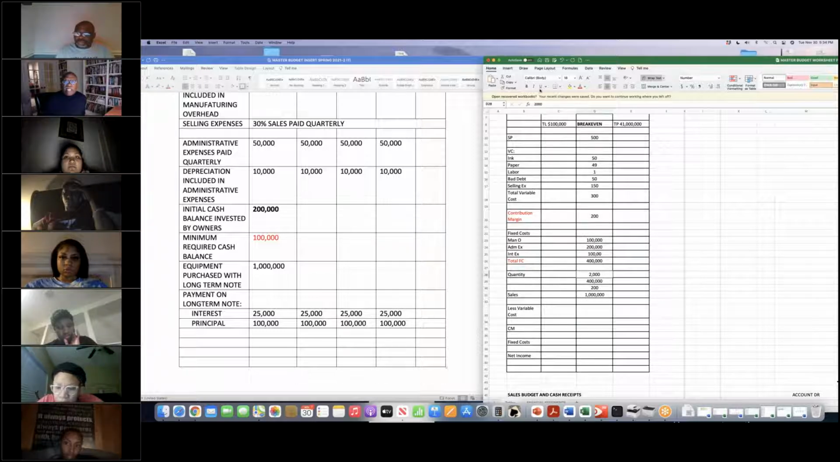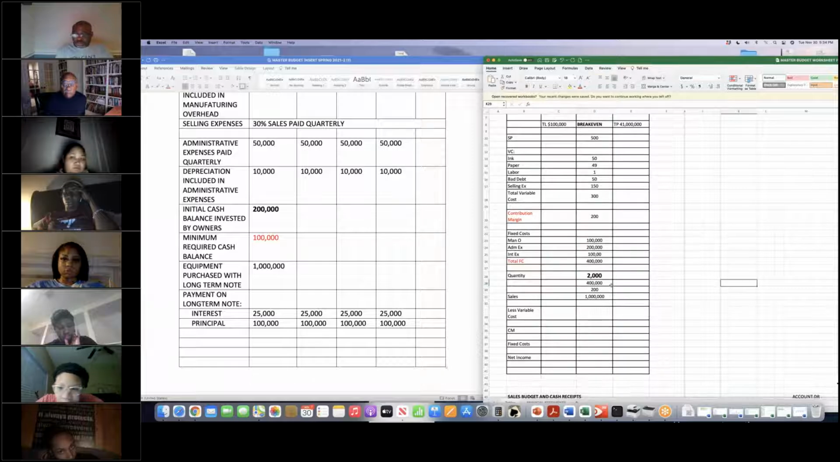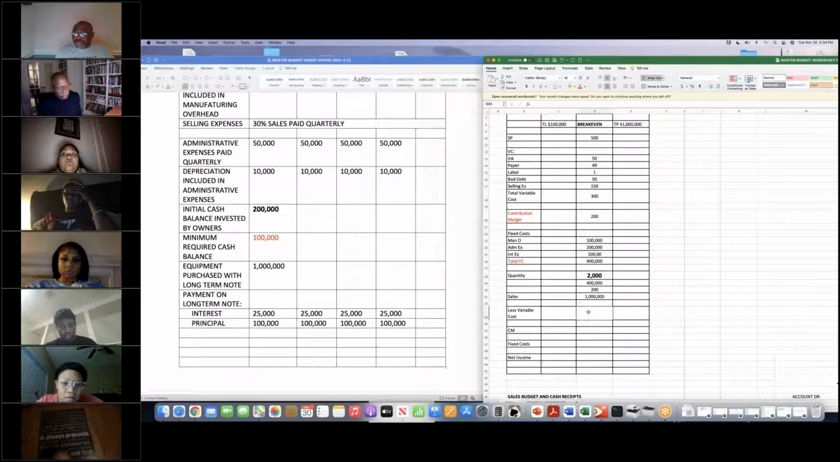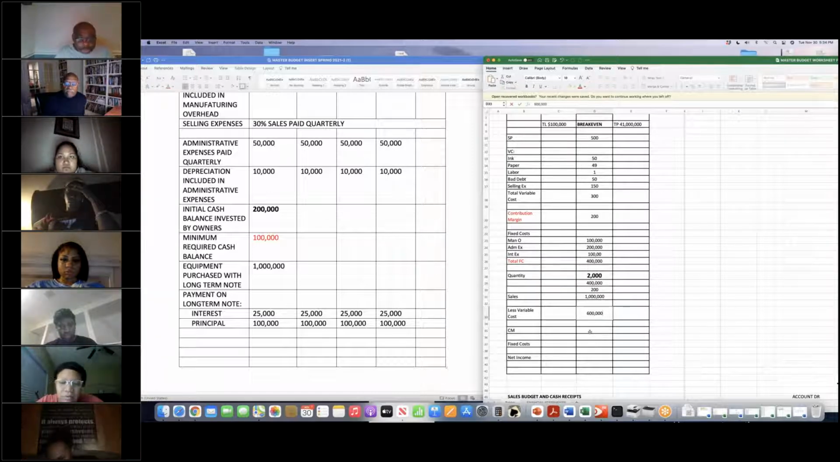So 2,000 is what we're working with. So we multiply the 2,000 times the 300 variable costs. How much do we come up with? 600,000. And if we subtract 600 from a million, what's our dollar contribution margin at break even? 400,000.